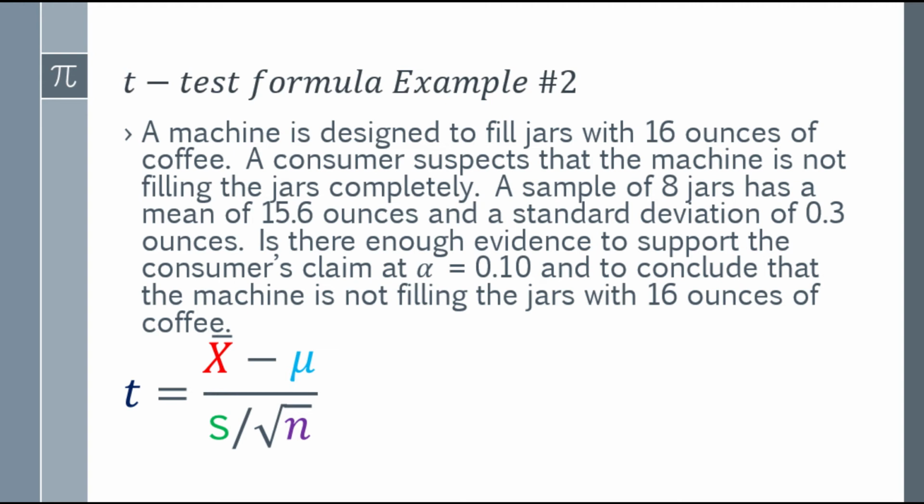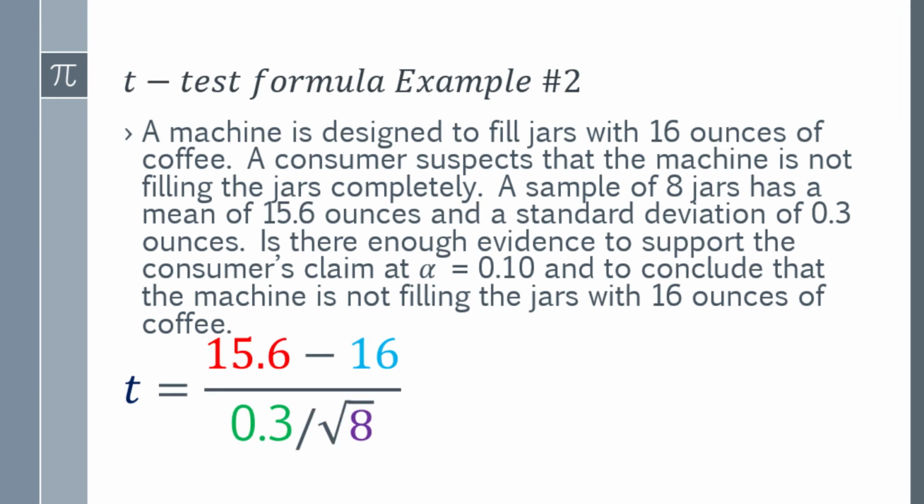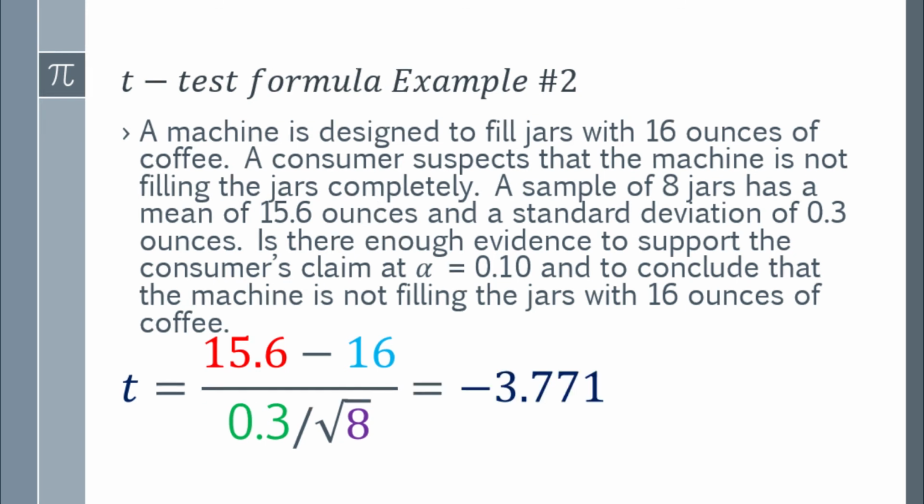Okay, so lagay mo agad yung formula. Next is substitute mo siya. And you have, sa numerator, that will be 15.6 minus 16. So denominator, that will be 0.3 over the square root of 8. And the answer will be negative 3.771.